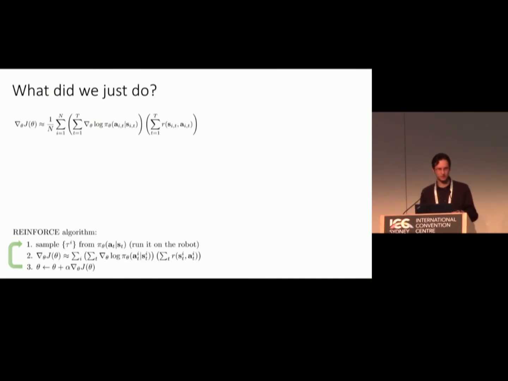But let's actually try to understand a little bit better what it is that we just did here. Okay, so we have this equation. It seems a little bit opaque. It will push us away from bad actions, as was said before. But what is it actually doing? Like, what's the intuition behind the policy gradient?